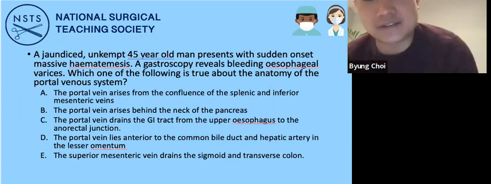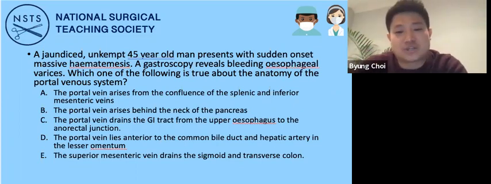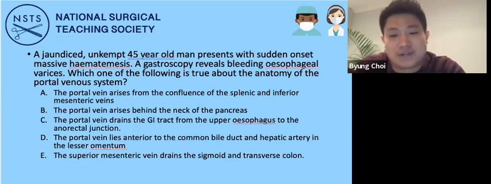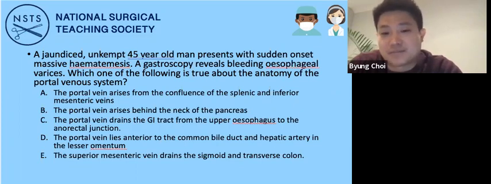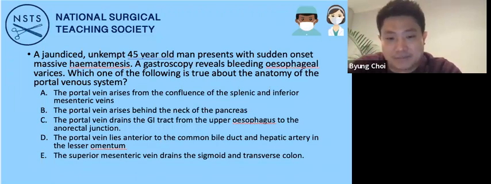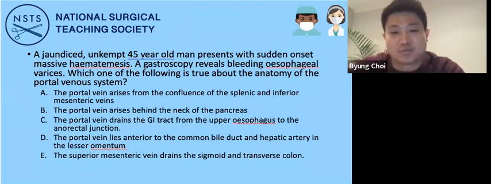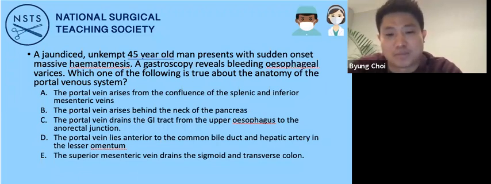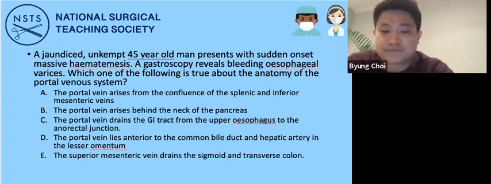hepatic artery. And I think there's a question later on about that. They love asking about the lesser omentum or the lesser sac or the epiploic foramen and the structures that lie within that. And they'll ask a lot about the relation between the three structures there: the common bile duct, hepatic artery, and the portal vein.